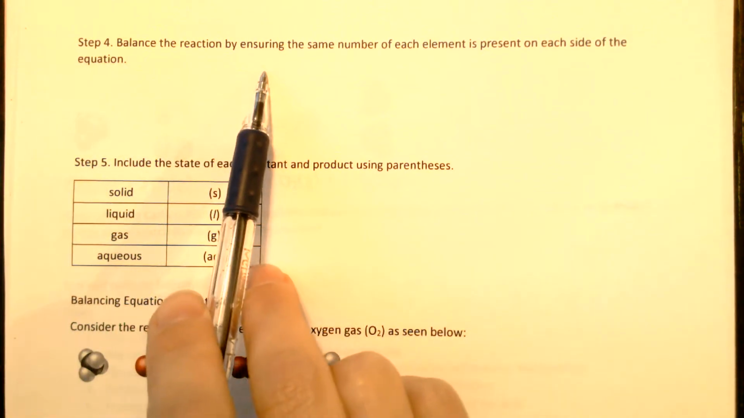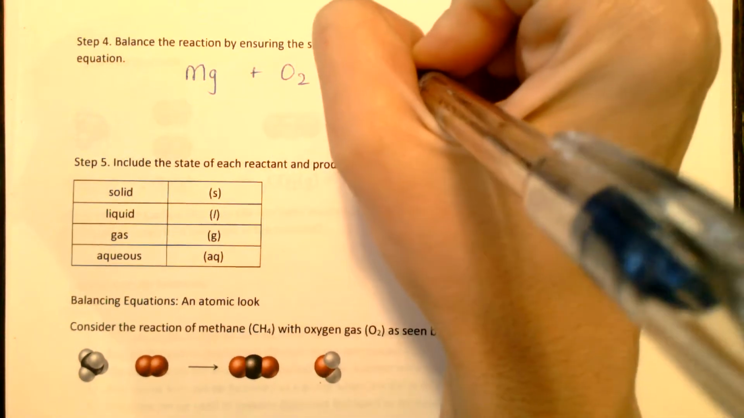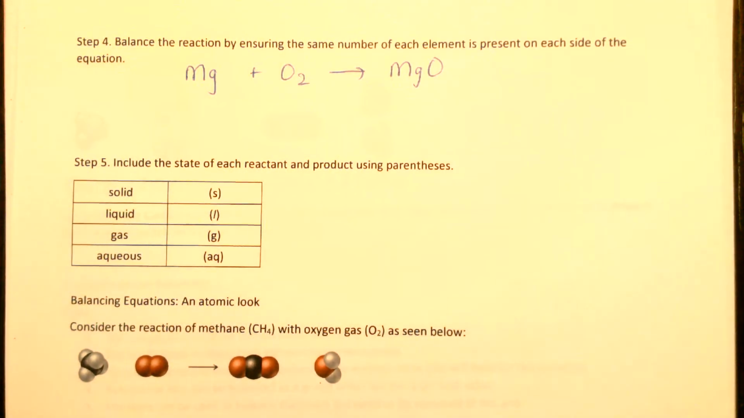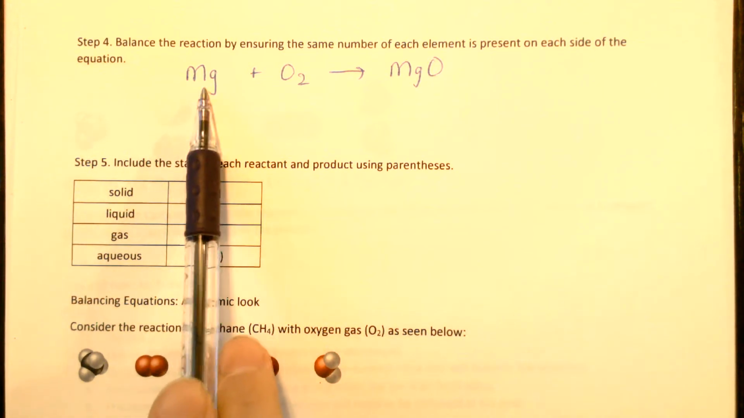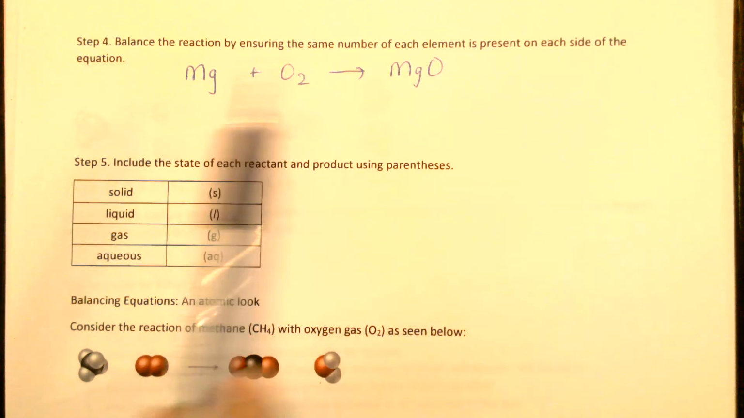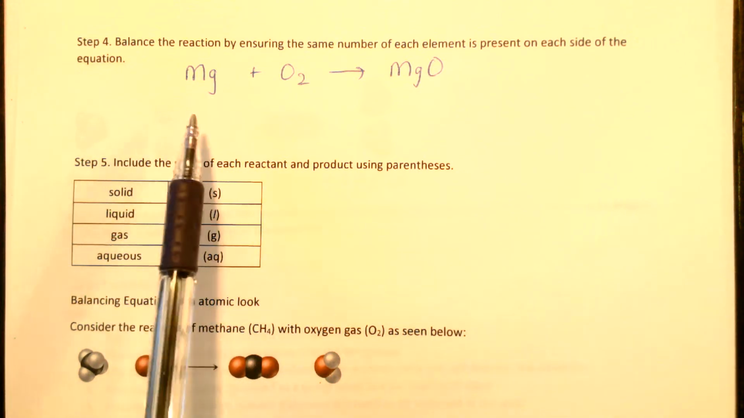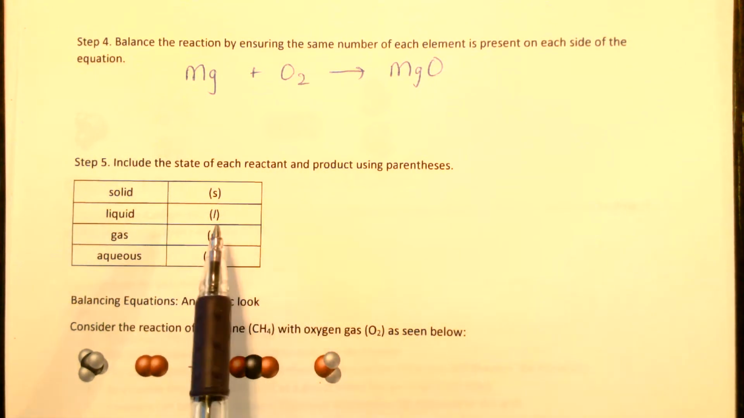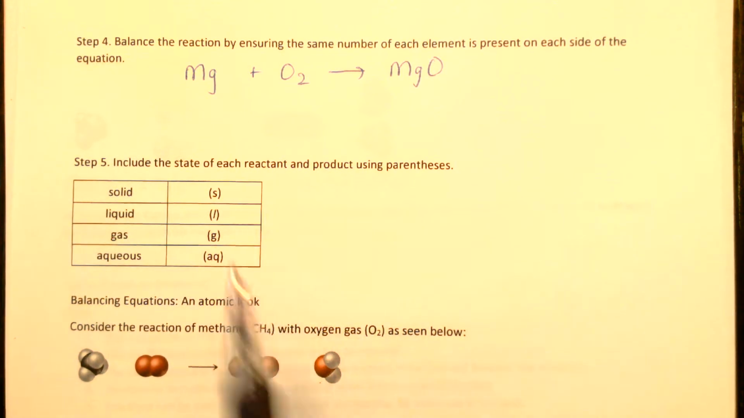Okay, so next page, step 4, probably one of the more important ones. Balance the reaction by ensuring the same number of each element are present on each side of the equation. So we had Mg and we had O2 to give us MgO. What balancing means is we have to have the same number of magnesiums on each side, and we have to have the same number of oxygens on each side. And this step is important. When we do this, we can't change any of the work we did on our previous steps. So meaning I can't just scratch this 2 out and call it balanced. I can't undo any of the work I did on previous steps.